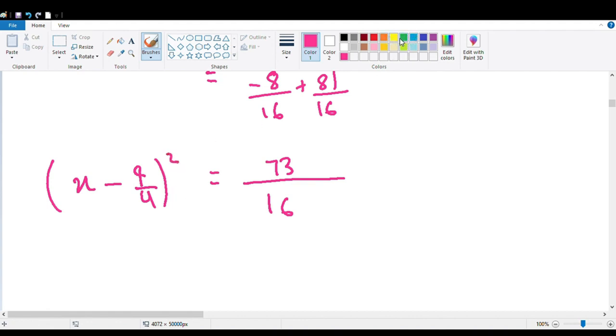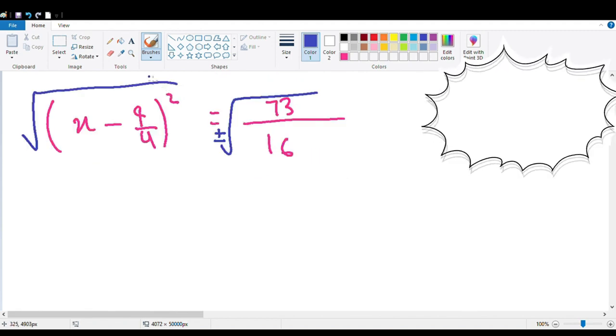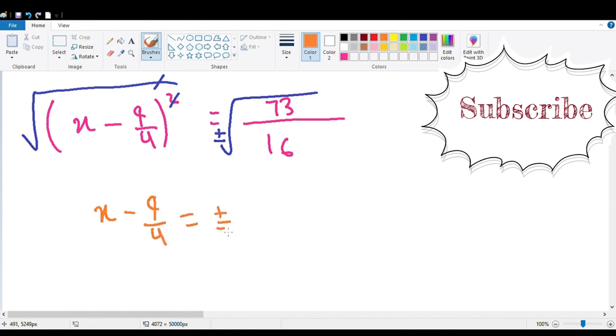Now we're going to take the square root of both to eliminate the square over here, and we're going to do that on both sides. And over here it's going to be a plus minus. So we're going to cross out this square by the square root, and we're going to write it down right over here. X minus 9 over 4 equal to plus minus. There's going to be 73 on the top because it doesn't really have anything to turn into, and 16 because it's going to turn into 4.